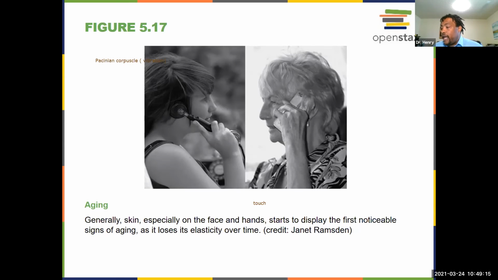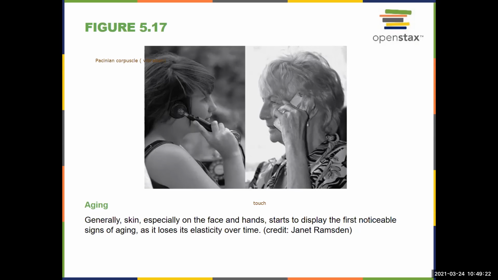Let's see. When we age, does our skin age, or do I look like I looked when I was younger? Our skin ages, right? As we age, one of the first things that we notice is we get a little loose skin. So that elasticity, right? Remember, we're constantly going through and making those changes.